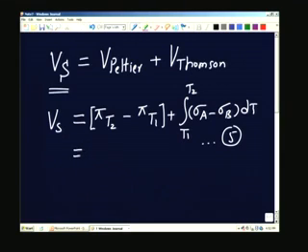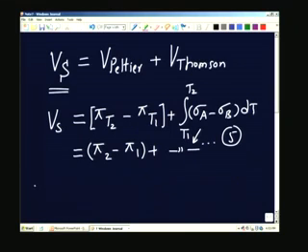In fact, I am going to write it slightly in a different fashion. I will just say pi 2 minus pi 1 to avoid the big subscript, plus of course the same equation here, sigma a minus sigma b into dt. This is the equation now.